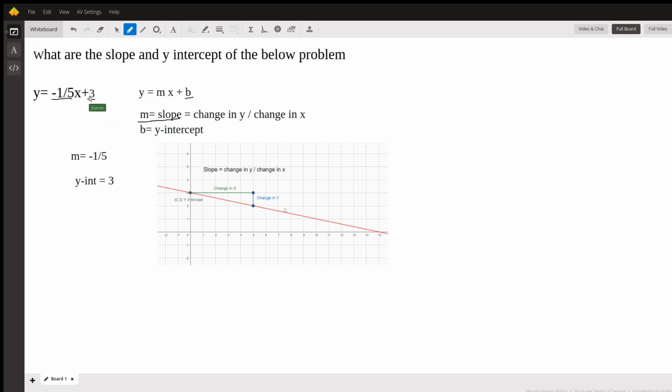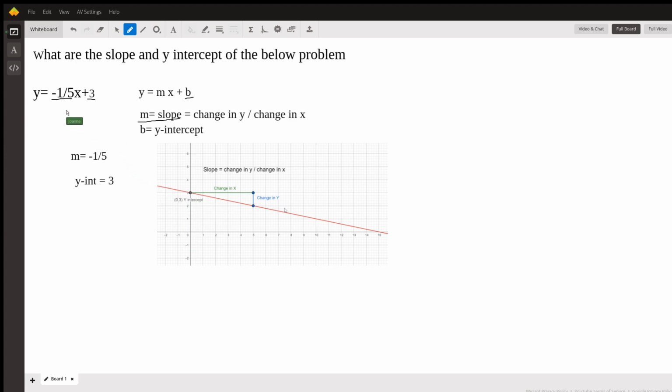Now the y-intercept means where does this line cross over your y-axis? Where does it intercept the y? And we found the value to be 3. And on our graph, if you look here, here it is. It's right here at 3. So that's what this means.